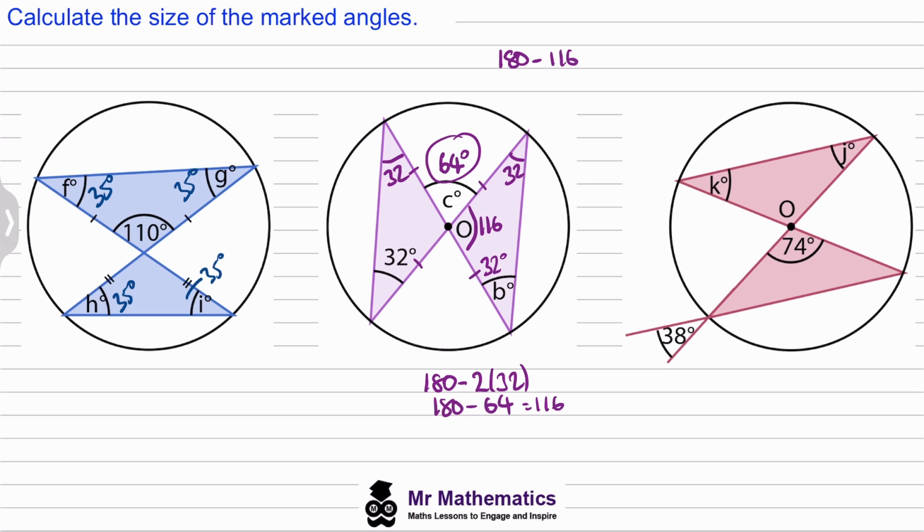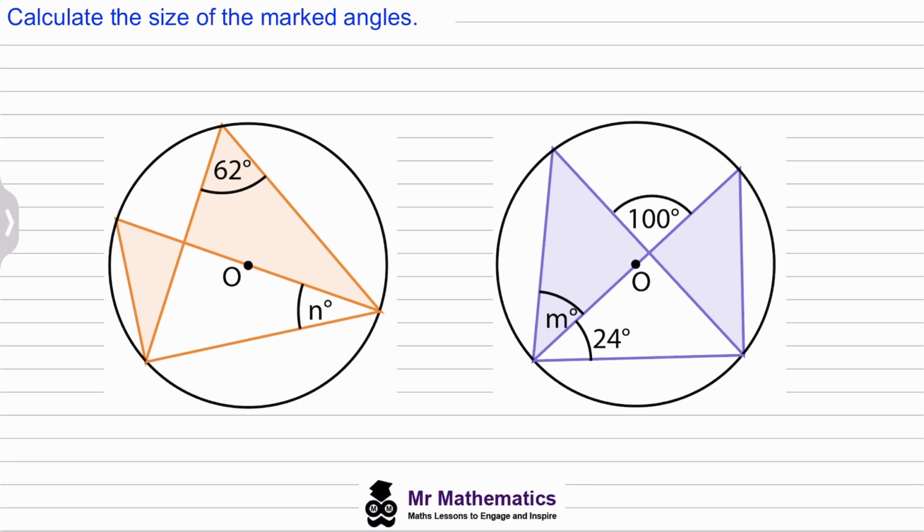For the next one, we can use vertically opposite angles here and here. These will be equal, so this will also be 38 degrees. Then we've got angles in the same segment with K and this 38, so we'll have another 38 degrees. We'll have vertically opposite angles here and here, so the angle at the center will be 74. So J will be the same as K, which makes sense because we know it's isosceles as they both share the same radius. So J will also be 38 degrees. Let's try some more questions.